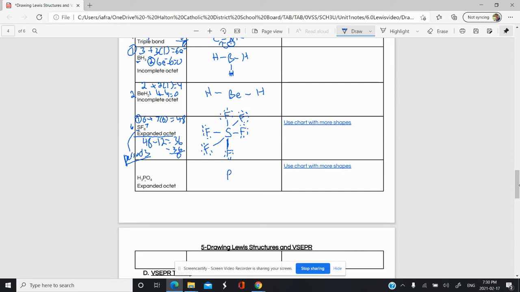And I'm going to count all my valence electrons. So 1 in the hydrogen, 5 in the phosphorus, 6 in the oxygen there. And so that's going to be 3 times 1 plus 5 plus 6 times 4. So that's 24 plus 3 is 27, plus 5, 32 electrons. And so we're going to connect all the O's to the phosphorus, and then we're going to connect the H's to the O's.